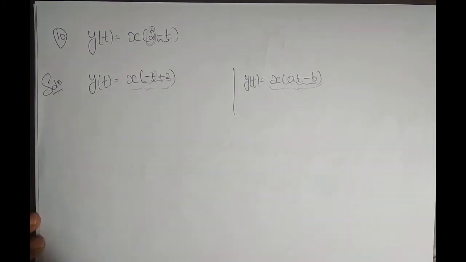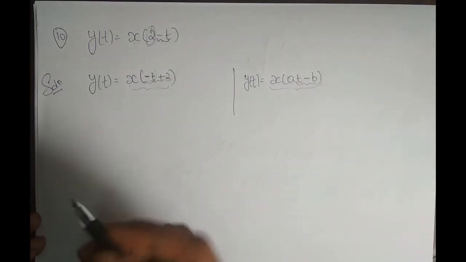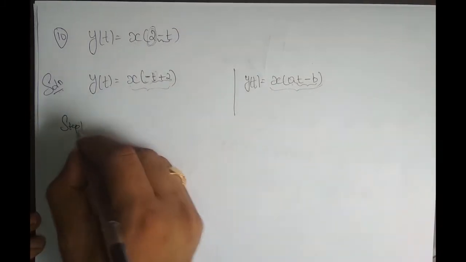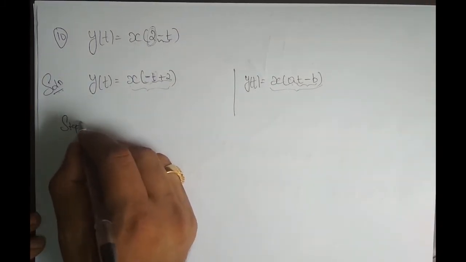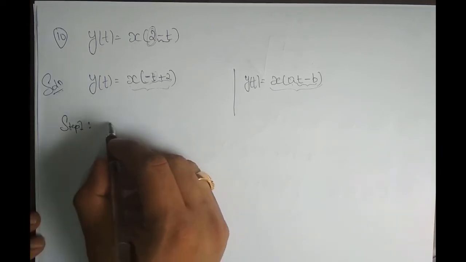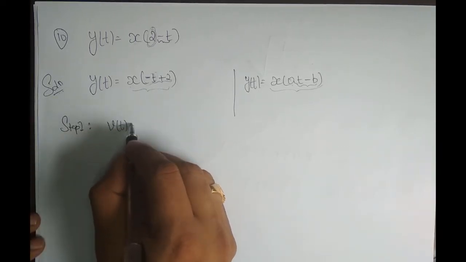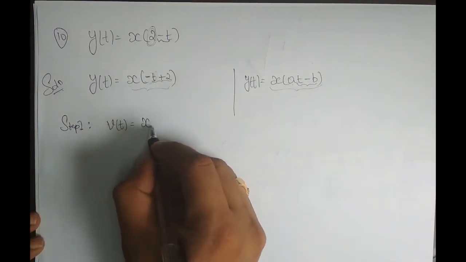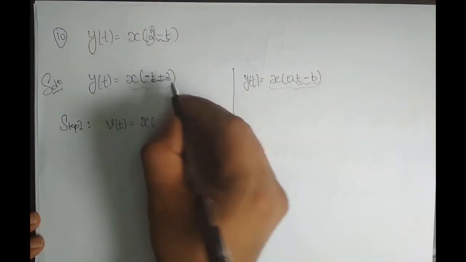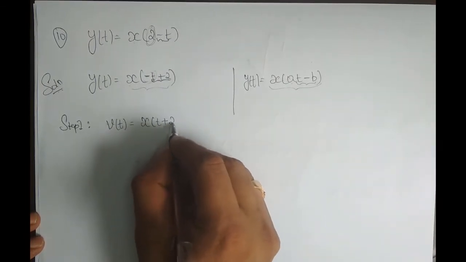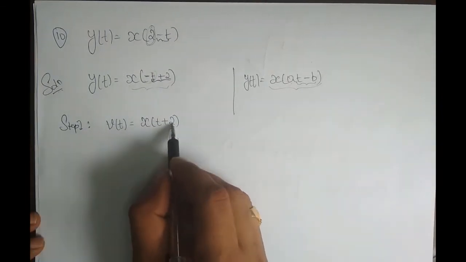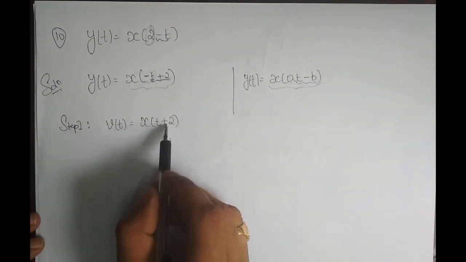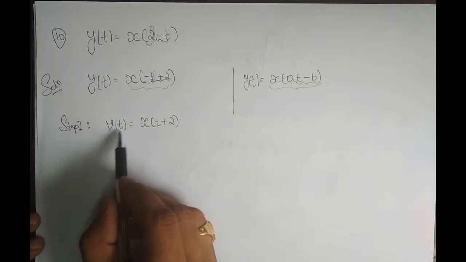So if this involves the precedence rule, then what is the first thing I need to do? Step 1: first I have to sketch an intermediate signal which involves only the time shift operation. What is the time shift operation here? t plus 2, right? Whenever you are doing the time shift operation, ignore the scaling part, whatever it is. I just want x of t plus 2, which is v of t.